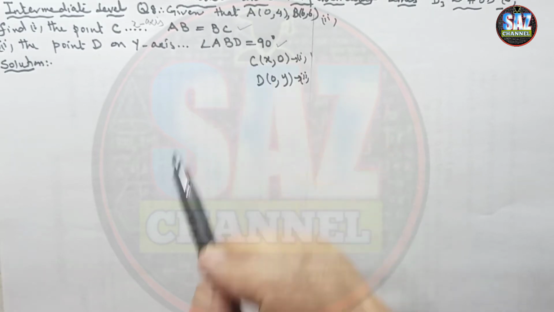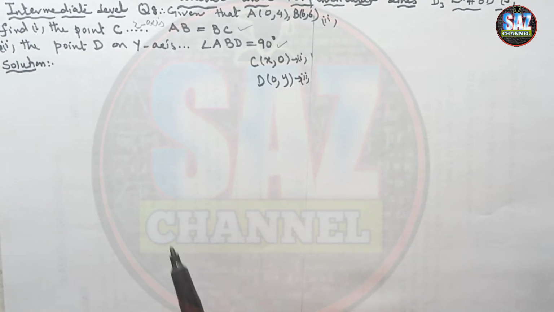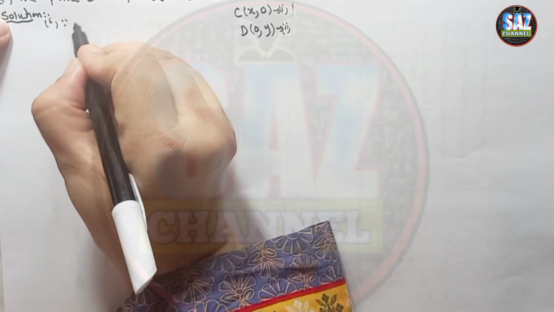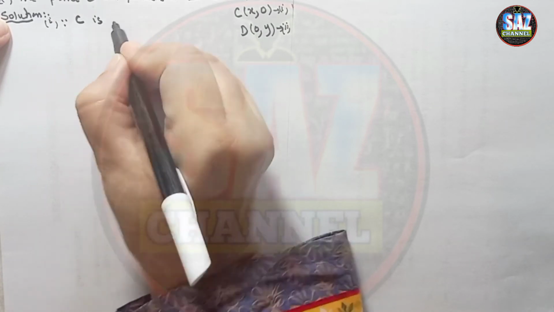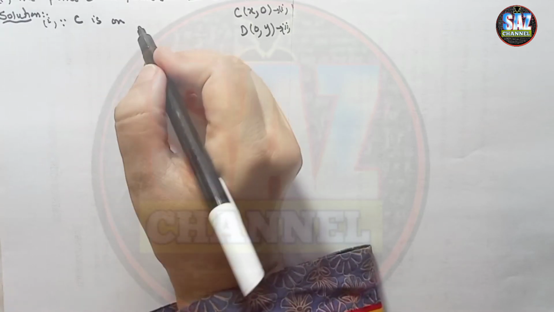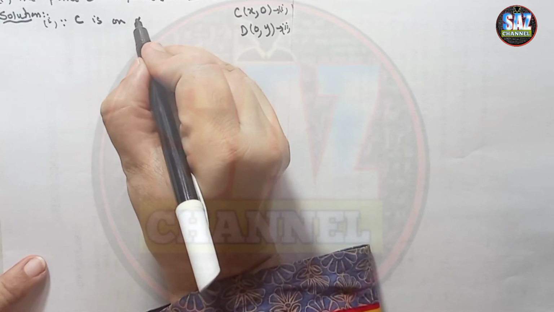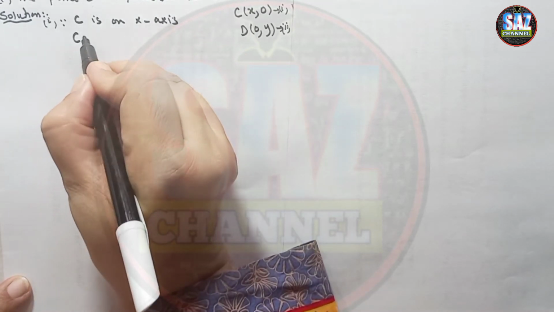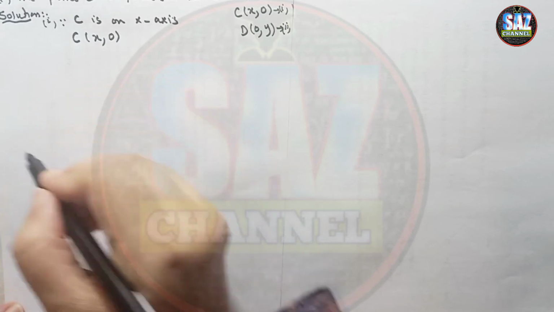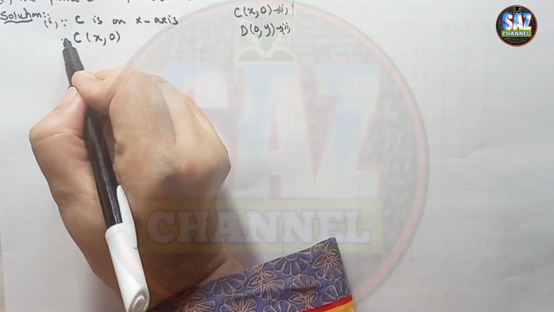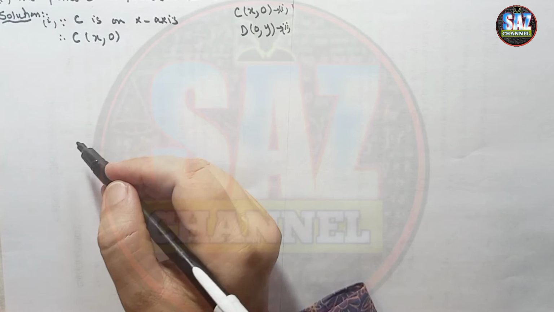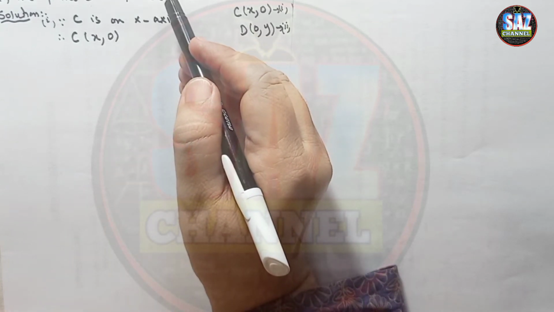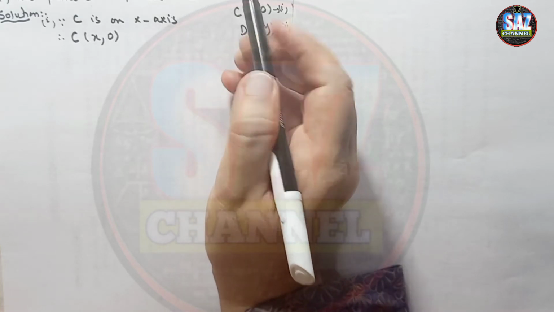Okay, now let's move to the solution of each part one by one. So because point C is on the x-axis, C will have the coordinates (x, 0). It's really important to give such references and statements to examiners so that the examiner can understand your message easily. And now we have to apply the condition that the AB distance equals BC.